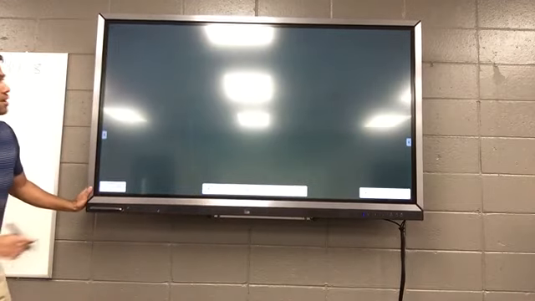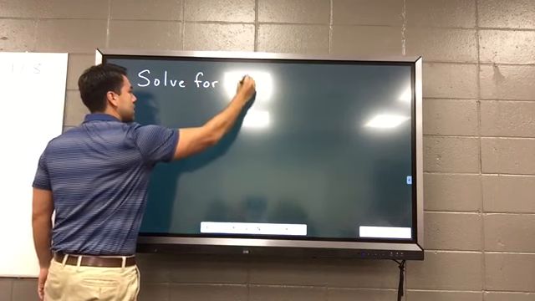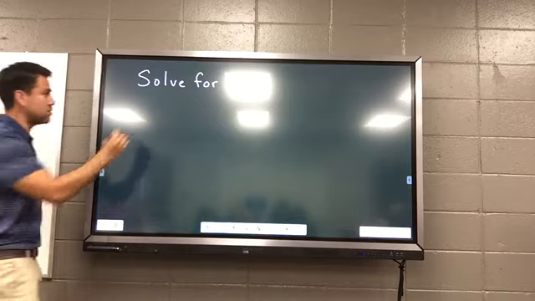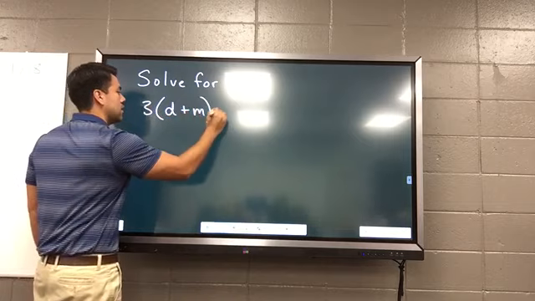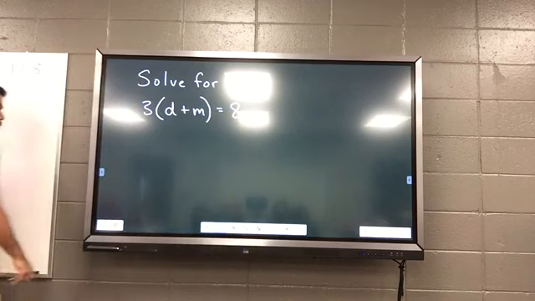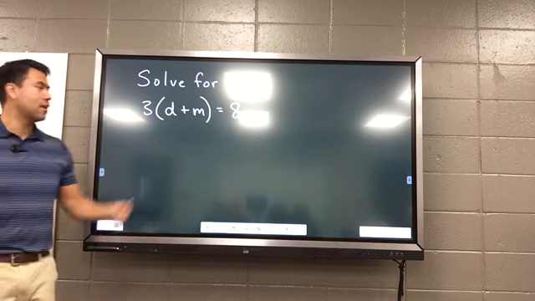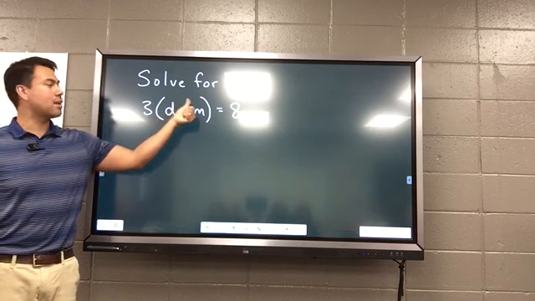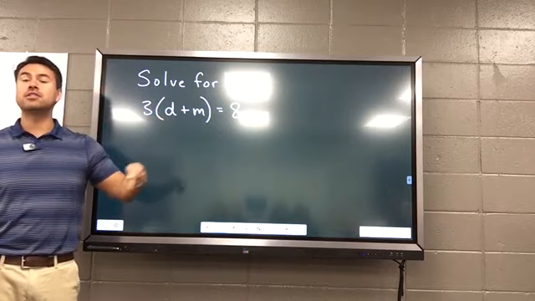Okay, here's the instructions. Solve for D. I want to solve for D. I want to get D by itself. And here's the equation. 3 times the quantity, D plus M, equals 8. What's my goal in this problem? I want to get D by itself. Is D by itself right now? No, it's surrounded by a couple things. What are those couple of things that it's surrounded by? First is being added with M and then being multiplied by 3. So how do I undo that?